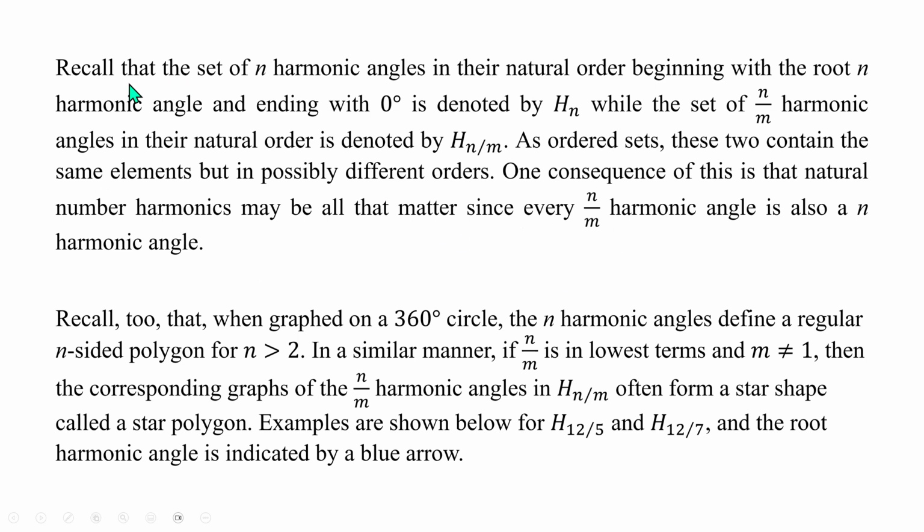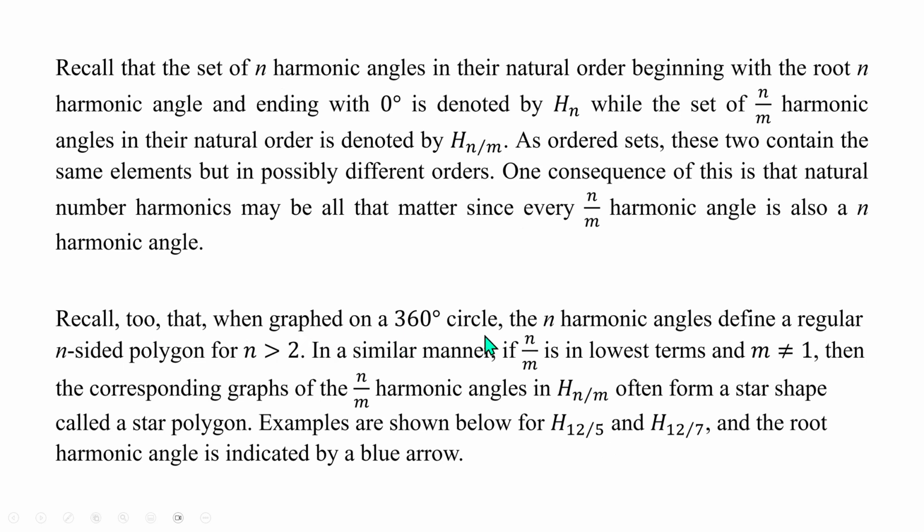All right. Let's recall that the set of n harmonic angles in their natural order, beginning with the root n harmonic angle and ending with 0 degrees, is denoted by h sub n, while the set of n over m harmonic angles in their natural order is denoted by h sub n over m. As ordered sets, these two contain the same elements, but in possibly different orders. One consequence of this is that natural number harmonics may be all that matters, since every n over m harmonic angle is also an n harmonic angle.